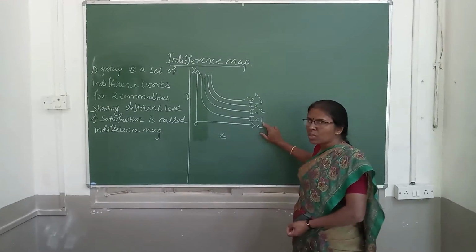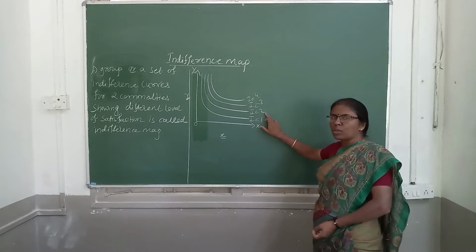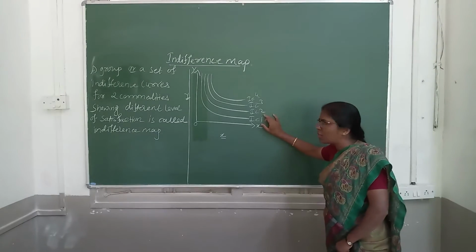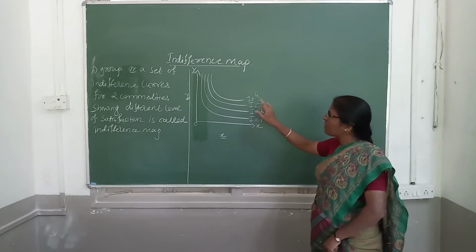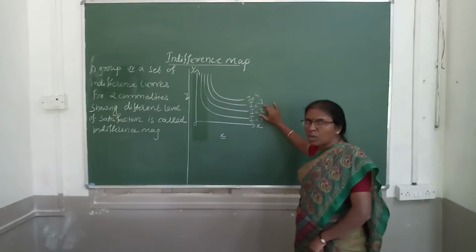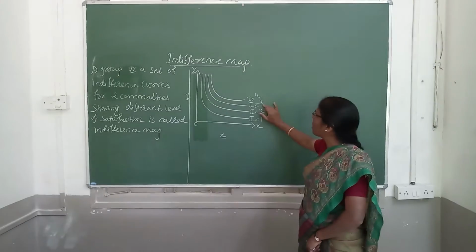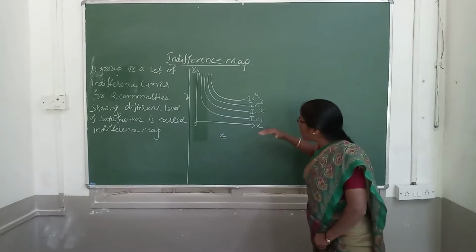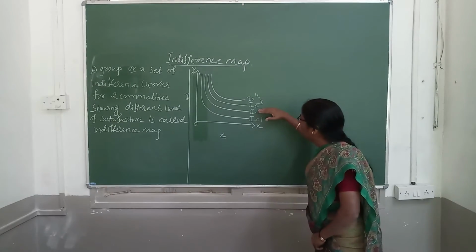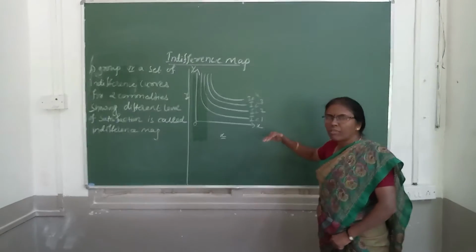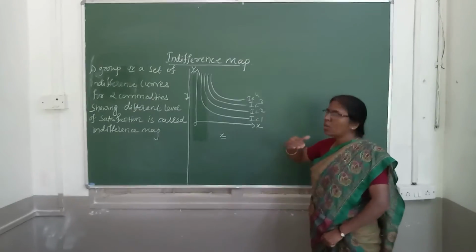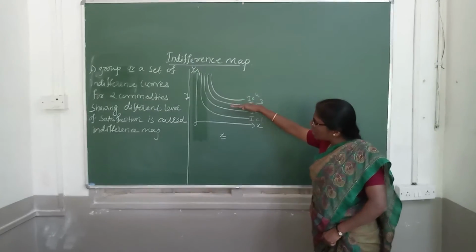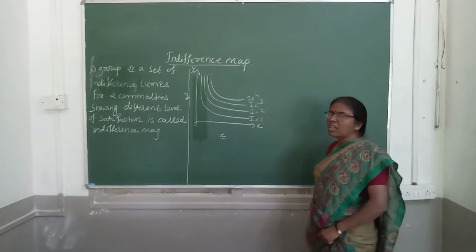Indifference curve first gives us a lower level of satisfaction compared to the second one. And indifference curve second gives us a lower level of satisfaction compared to the third one. And the third gives a lesser level of satisfaction compared to the fourth one. It means when we move from curve first to second, second to third, and third to fourth, definitely we will get a higher level of satisfaction. So the higher the level of indifference curve, the higher the satisfaction. The lower the level of indifference curve, the lower the satisfaction.